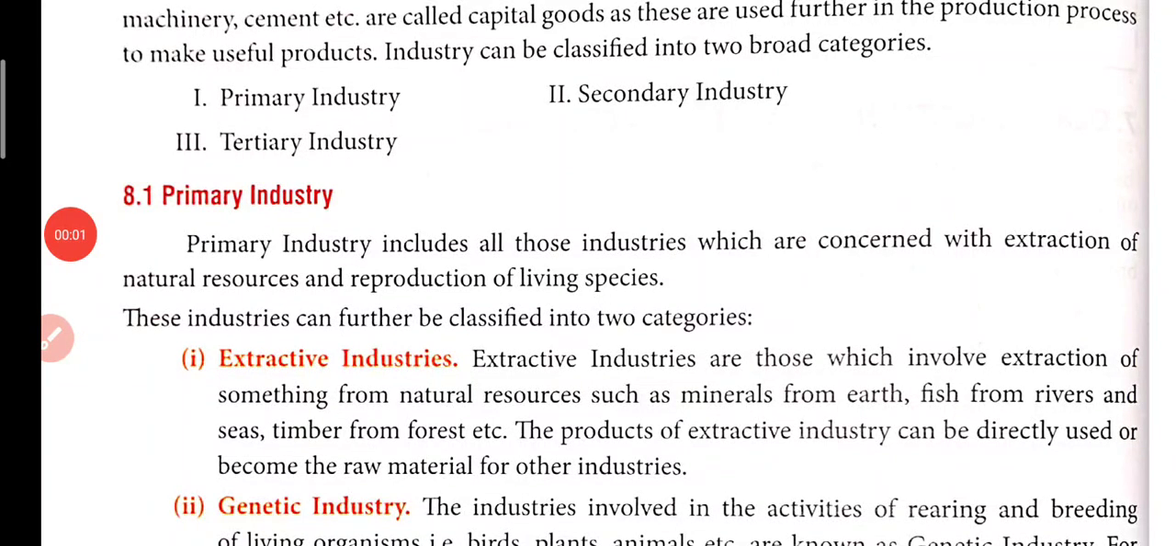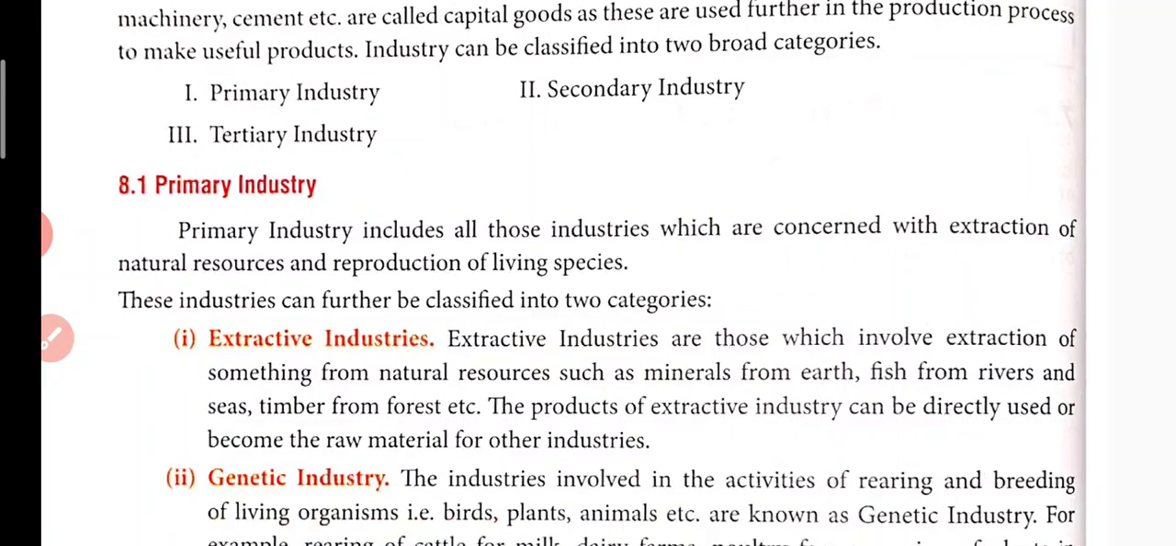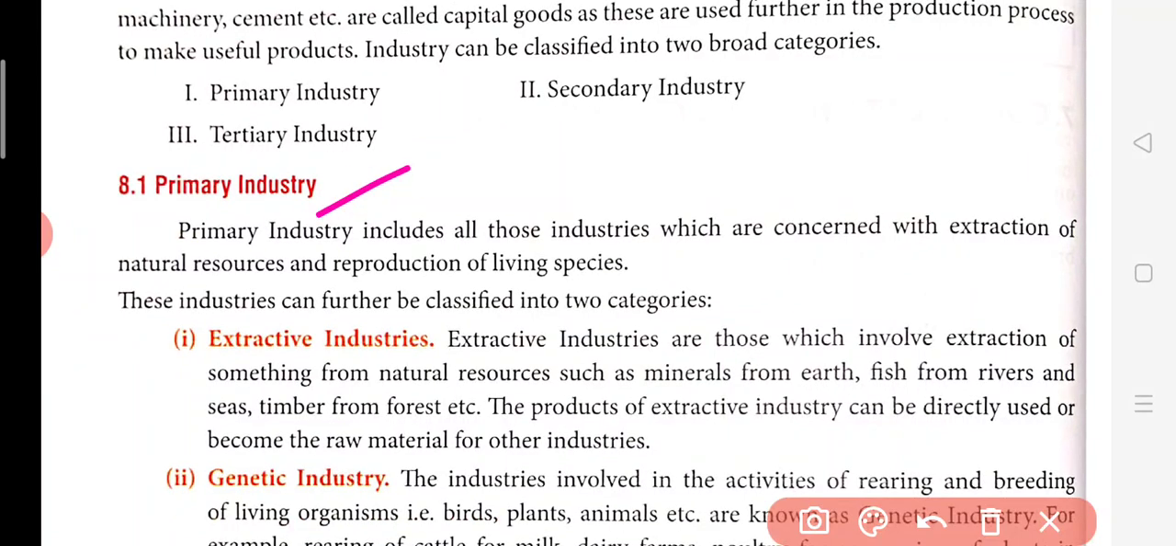Good morning, students. Now let us move ahead with our next topic of the same chapter. Now we are going to discuss the primary industries. We already saw yesterday that there are three types of industry: primary industry, secondary industry, and tertiary industry. So what is primary industry here?